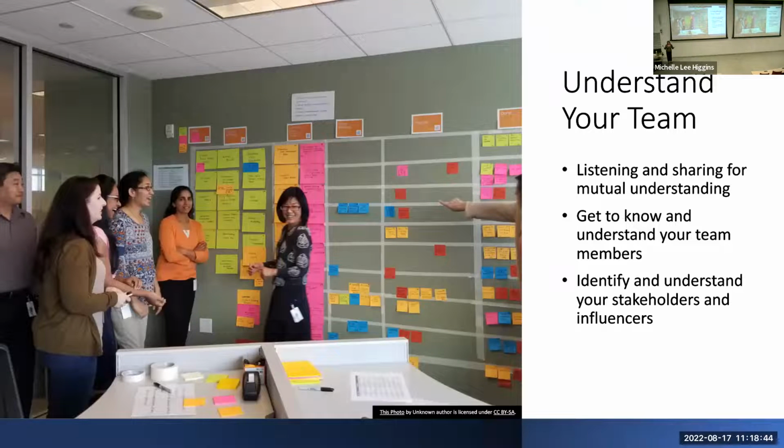So that was a very quick overview of the playbook. We're going to jump into understanding your team. That's the first of the 3 sections. We're going to talk briefly about listening and sharing for mutual understanding. I know Allison talked a little bit about this. We're going to explore getting to know and understand your team members, and then identify and understand stakeholders and influencers. We often think of stakeholders as our audience.